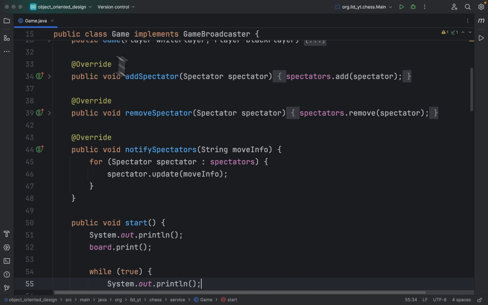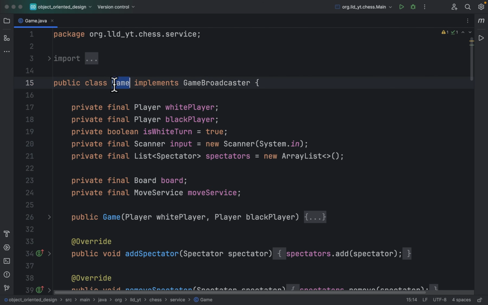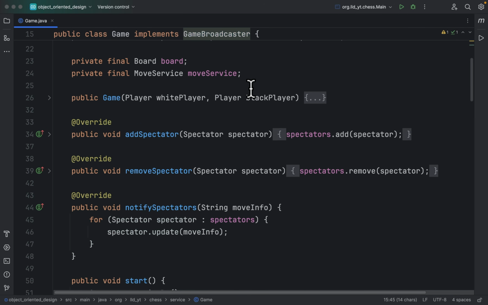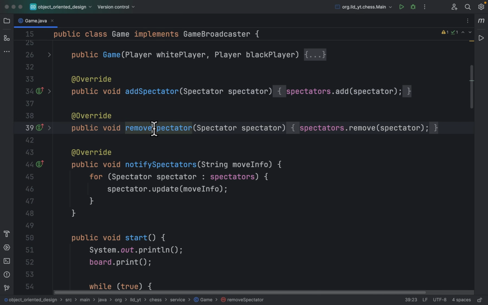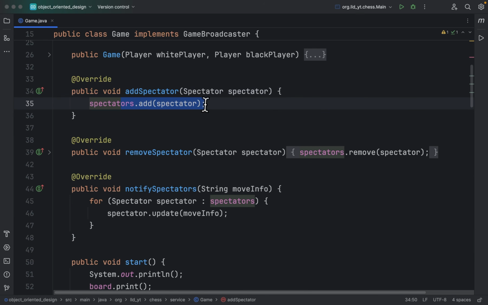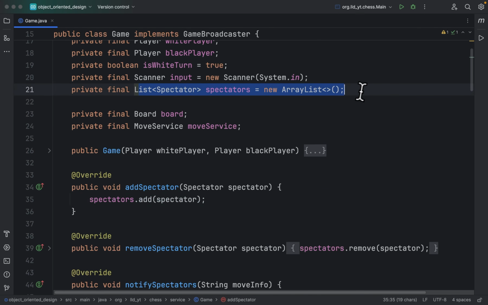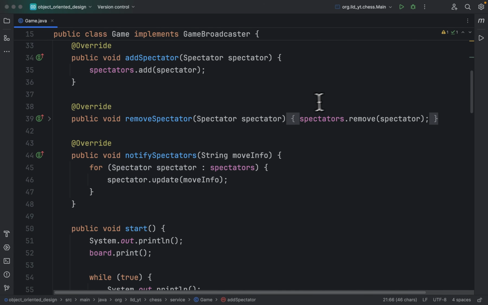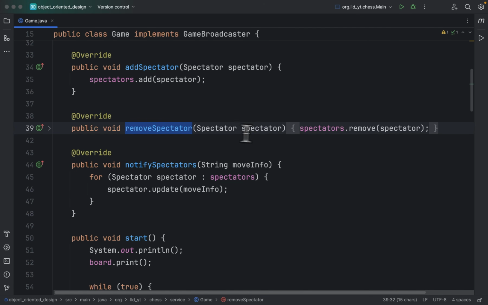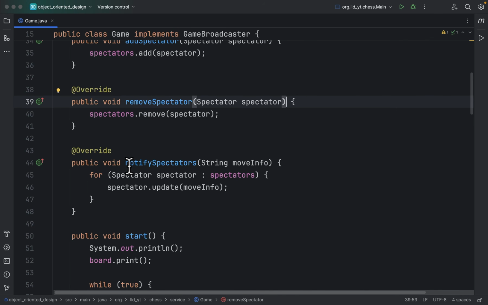Now coming to the game class, since the game class implements the game broadcaster, it will have this add spectator, remove spectator and notify spectators. So this is just adding the spectator into the list of spectators which we have. And this is removing the spectator, and in order to notify all the spectators, we would iterate through all of them and call the update function of each and every spectator while passing this move information.